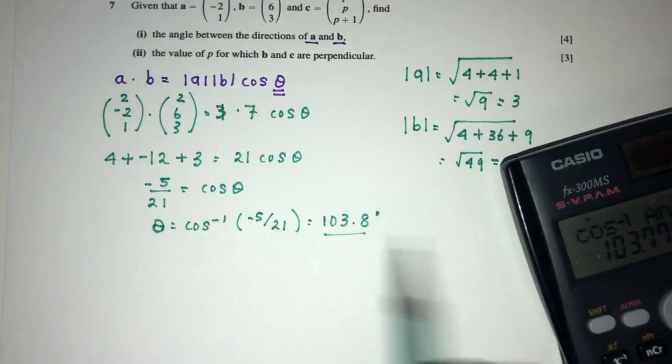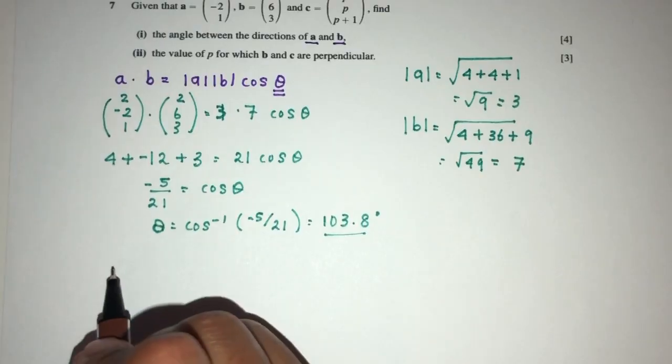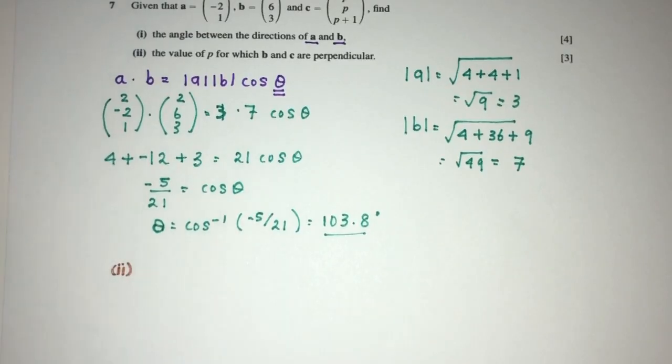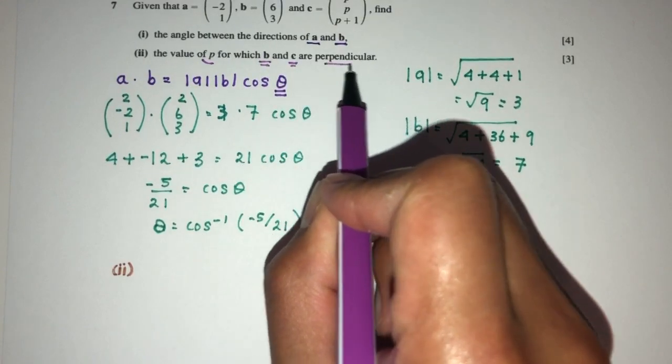103.8 degrees. Again, angles, we always like to give them correct to 1 decimal place. So angles are a bit different, not 3SF, but 1 decimal place for angles which are non-exact. That will be part 1 of the question. Now for part 2, we have to find the value of P for which B and C are perpendicular.